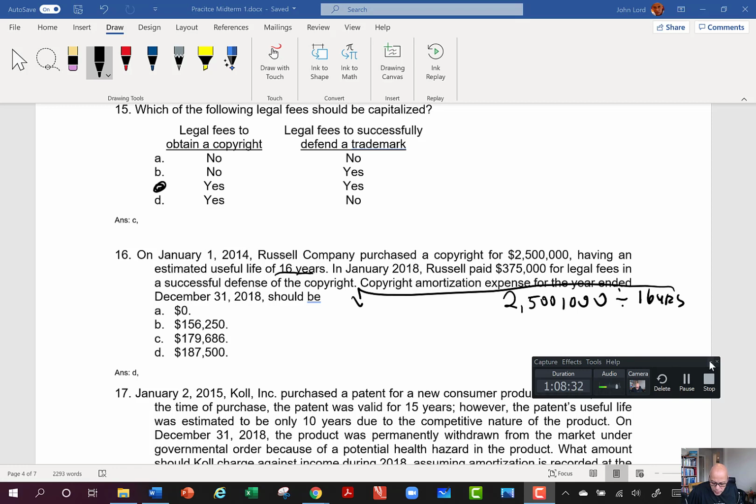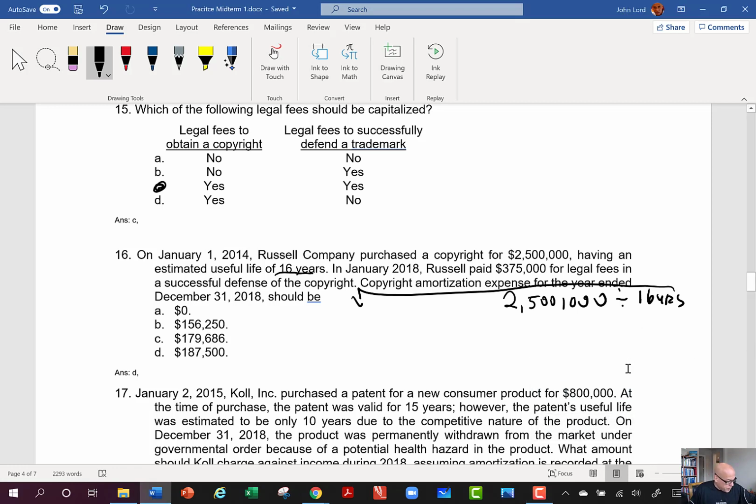Okay, so we have our $2,500,000 that we paid for this copyright. We're going to divide it by the useful life they told us is 16 years. And when I do that, now I get a per year amortization on this thing of $156,000 per year, right? That's my per year.